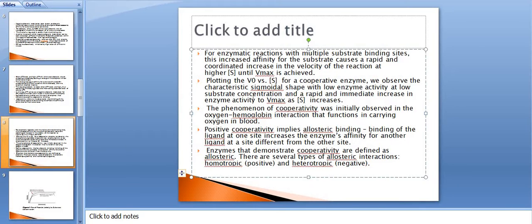See here, for enzymatic reactions with multiple substrate binding sites, this increased affinity for substrate causes a rapid and coordinated increase in the velocity of the reaction at higher substrate level until V maximum is achieved. Here, plotting the V0 versus substrate for a cooperative enzyme, we observe the characteristic sigmoidal shape with low enzyme activity at low substrate concentration and a rapid and immediate increase in enzyme activity to Vmax as substrate increases.